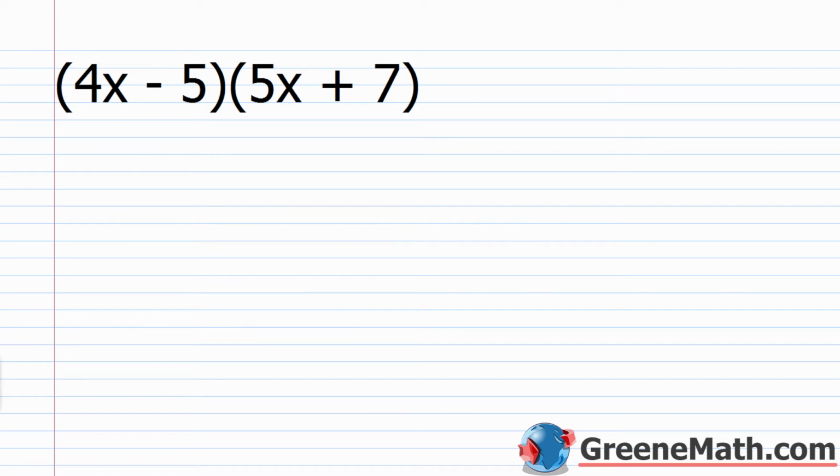All right, for the next one, I have 4x minus 5 times 5x plus 7. So again, I'm going to use FOIL. So first terms, I have 4x and I have 5x. 4x times 5x is 20x squared. Then I'm going to move to the outer terms, the O. So that's 4x times 7. 4x times 7 is 28x, so plus 28x.